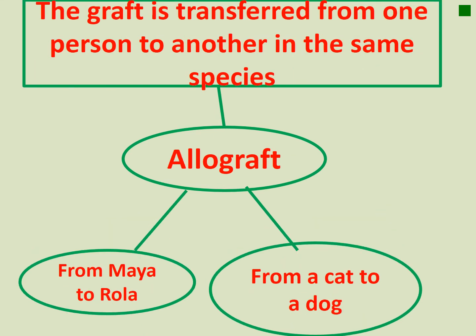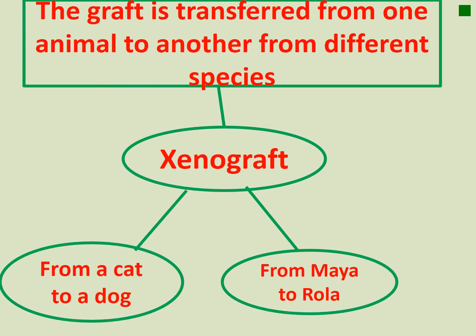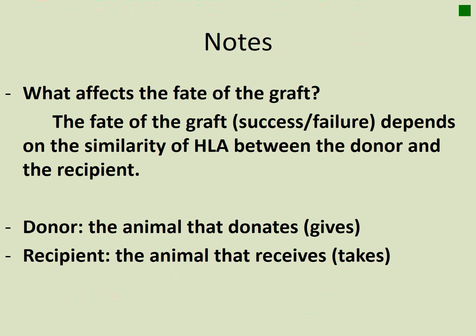Allograft. Allograft is the graft transferred from one person to another within the same species. For example, from Maya to Rilla, both of them are human. From a cat to another cat. From a dog to another dog. A non-example, from a cat to a dog. They are different species. And the last type of graft is xenograft, where it's transferred from one animal to another from different species. For example, from a cat to a dog. Cats and dogs are different species, while from Maya to Rilla, they are the same species. Both of them are human.